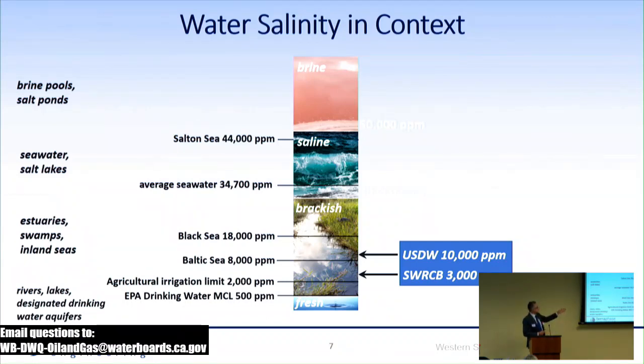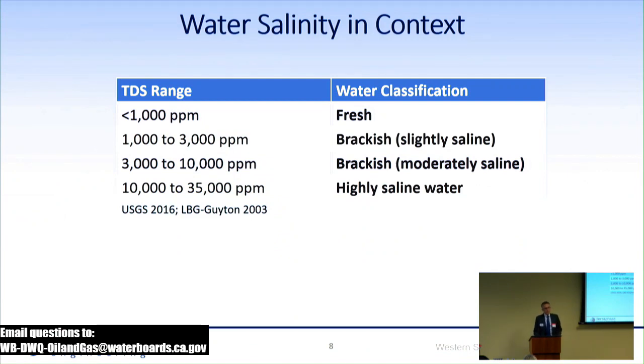So when you look at where these definitions fall, they fall squarely into the brackish category. The state definition is above both drinking water and agricultural limit, and then the USDW is in the range of inland seas. There are other definitions you can find in literature, such as this one, where between 10,000 and 35,000 is described as highly saline water. But suffice it to say that by the time you're at 10,000 ppm, the quality of that water is very poor, and it does not have any beneficial uses.